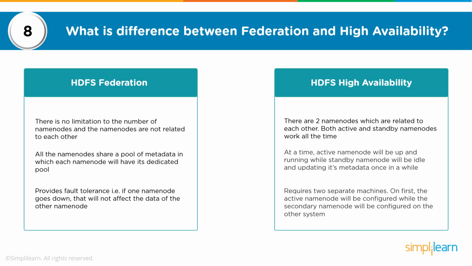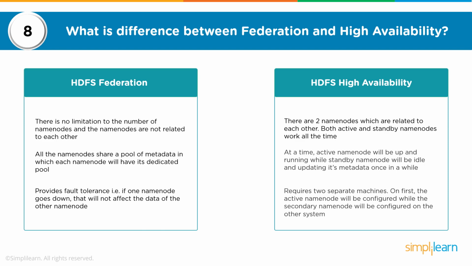So all the name nodes are sharing a pool of metadata, in which each name node will have its own dedicated pool. And we can remember that by a term called namespace or name service. This also provides high fault tolerance. Suppose one name node goes down, it will not affect or make your cluster unavailable. You will still have your cluster reachable because there are other name nodes running and they are available.